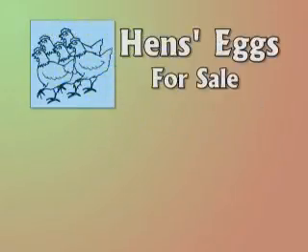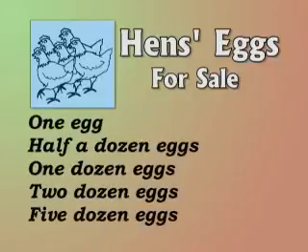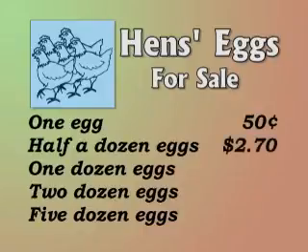Look at Henry's hen house. Henry sells his eggs for different prices. If you buy one egg, it costs you 50 cents. If you buy half a dozen eggs, they'll cost you $2.70. If you buy a dozen eggs, they'll cost you $5.